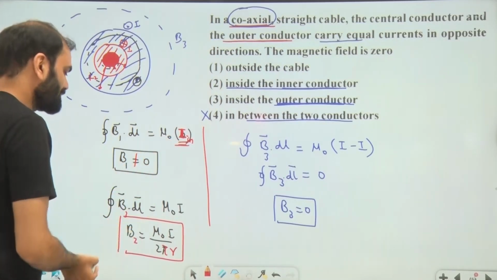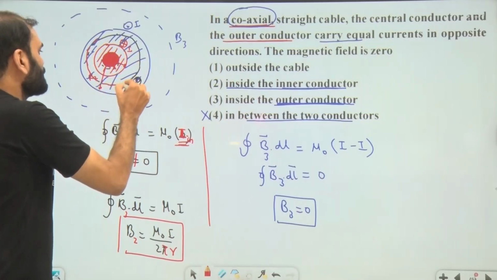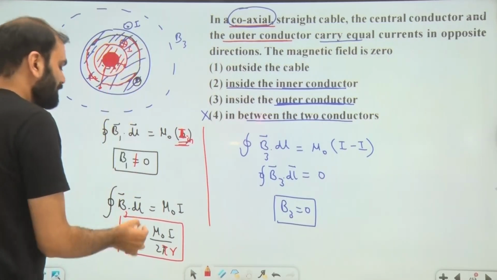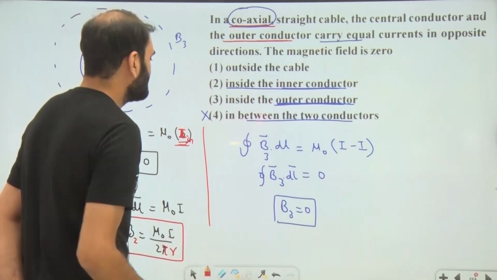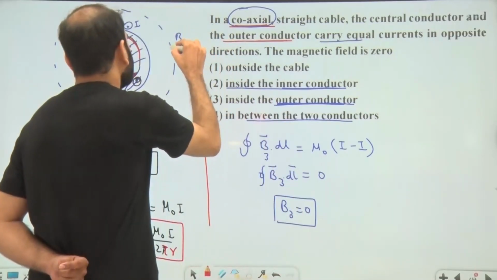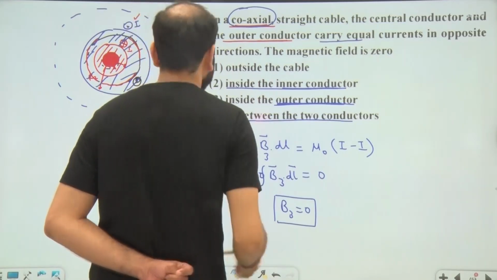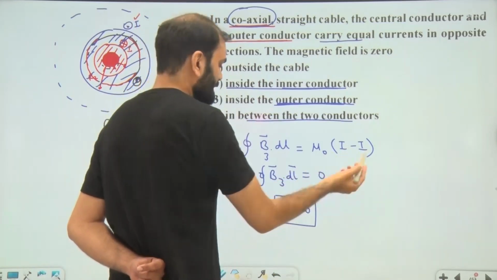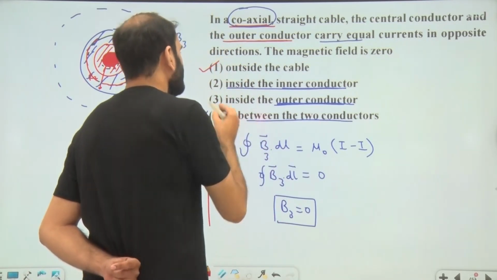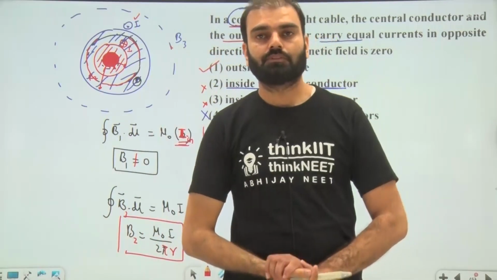So B1 will not be 0 in that case. B2 will also not be 0, because there will be a current inside that loop. B3 will be 0, because for an outside point there is no net current; the total inside current is equal to net current, which is 0. So for an outside point, it will be 0. So option number first is the correct answer of this question. Okay, thank you.